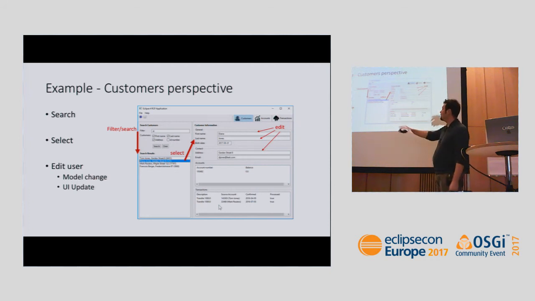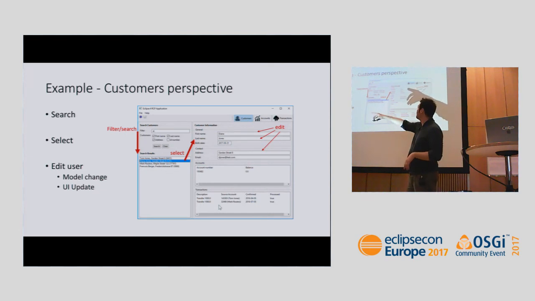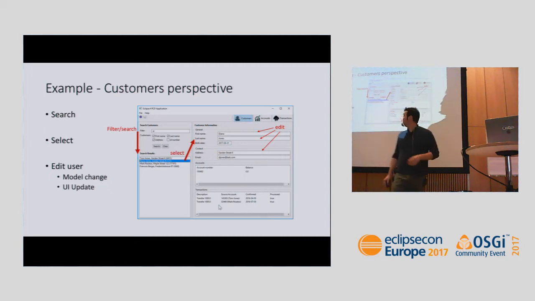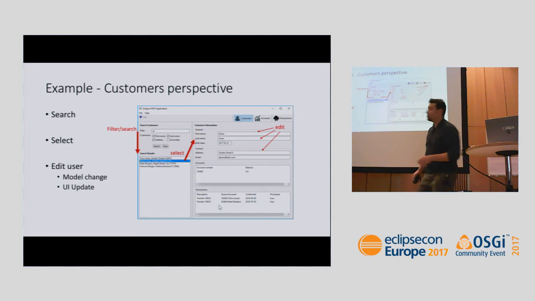This is an example of one of the perspectives of the resulting application. A perspective with two subparts, one to the left for searching and one to the right for editing the data. If you look at the previous slide, can I go to the previous slide?